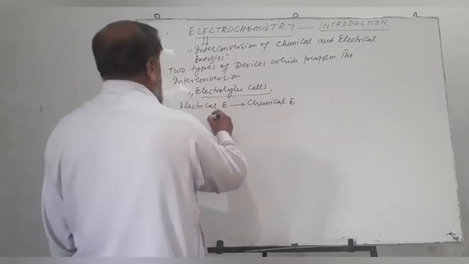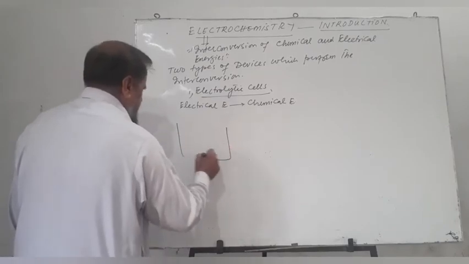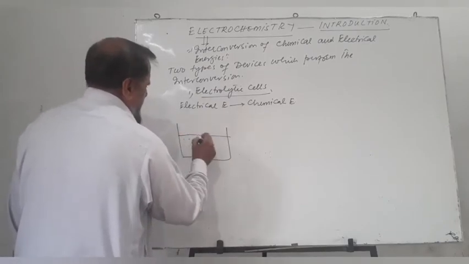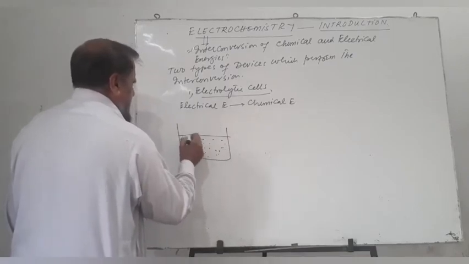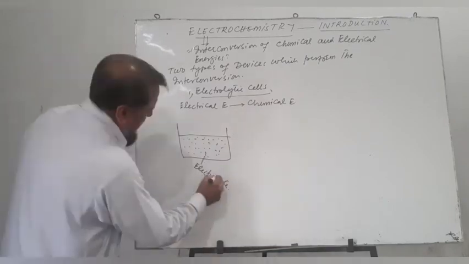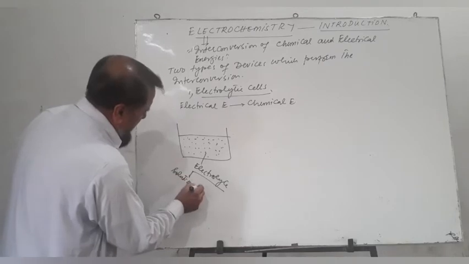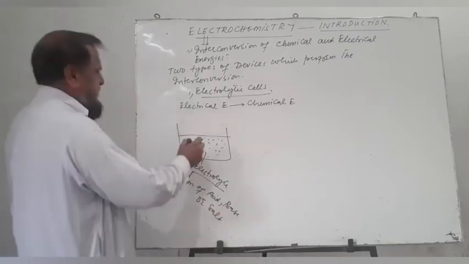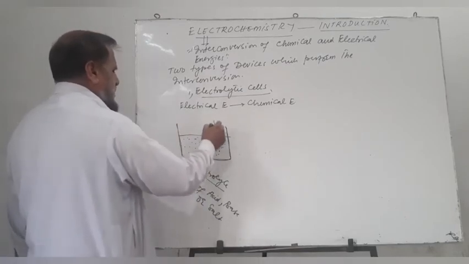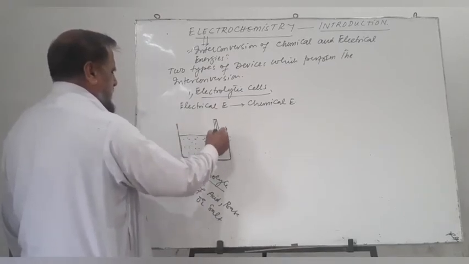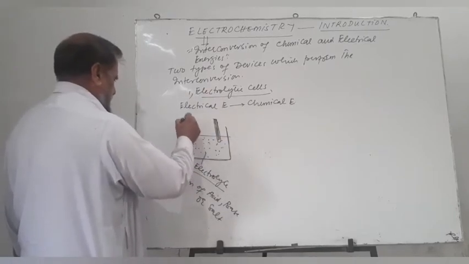Now, in these devices, there are two metal plates. They consist of a container in which the solution of electrolyte is placed. Electrolytes are the substances which conduct electricity in aqueous solutions. Electrolyte may be a solution of acid, base or salt. Electrolytic cell consists of a vessel which contains the electrolyte. Two metal plates which are made up of graphite or platinum are dipped into the solution of electrolyte.